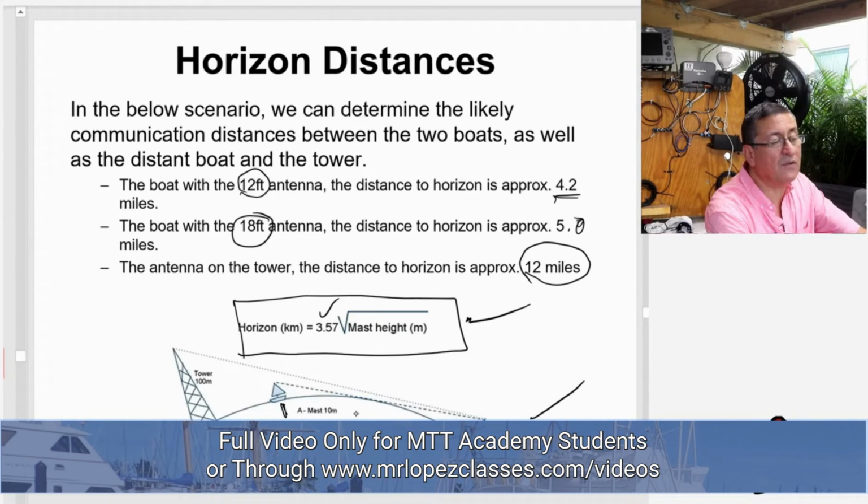If the boat has a 12 feet antenna, the distance to the horizon is approximately 4.2 miles. If the boat has an antenna of 18 feet, located at 18 feet, the distance to the horizon is approximately 5 miles. For the antenna on the tower, the distance to the horizon is approximately 12 miles.